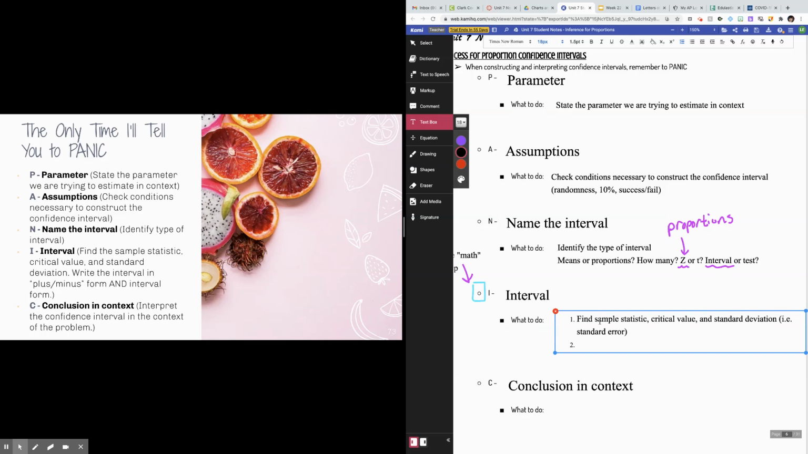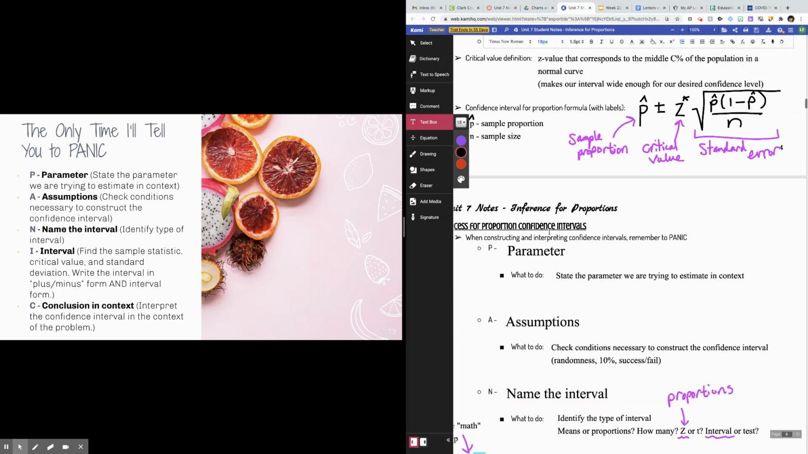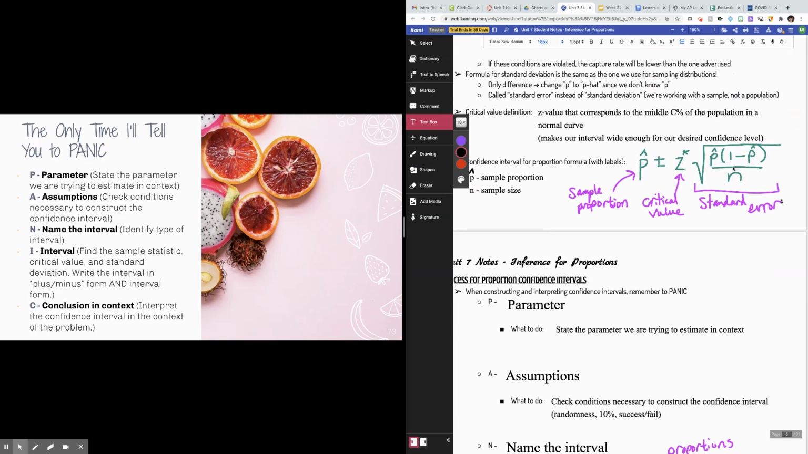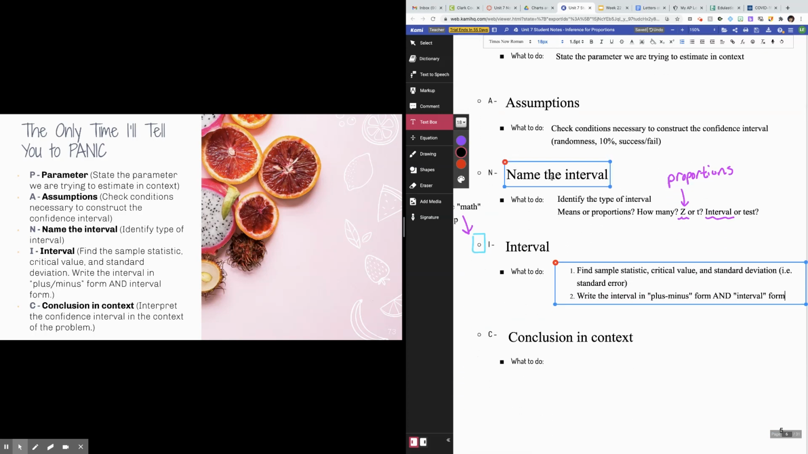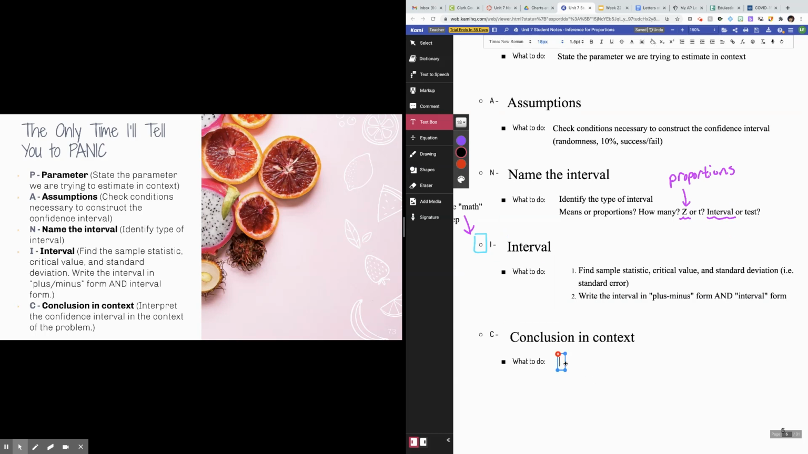Okay, step 2, write the interval in what I call plus minus form and interval form. Okay, so plus minus form means that you'll have something that looks like this. And then interval form would just be your lower and upper bound. Okay, and then lastly, C stands for conclusion and context.